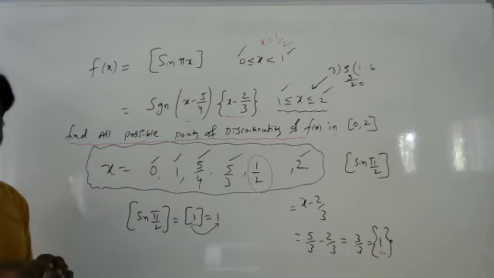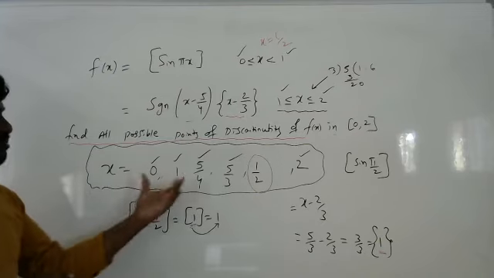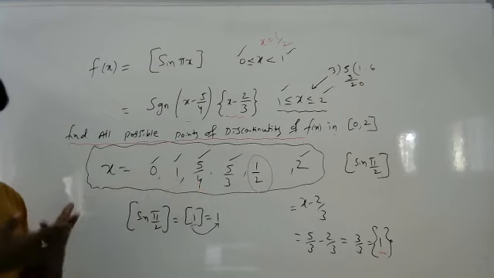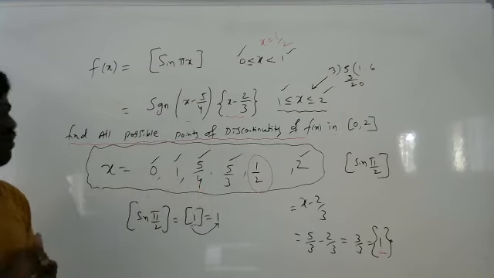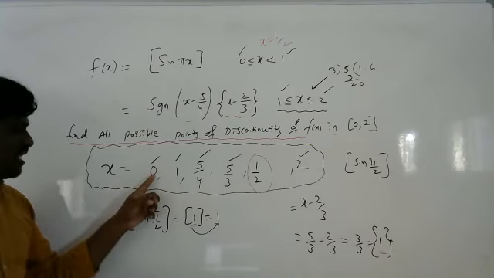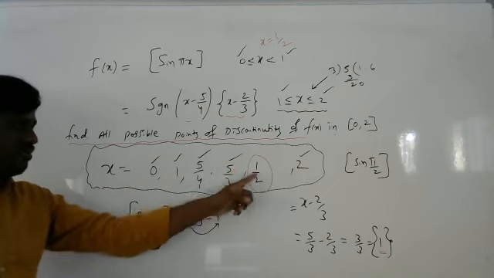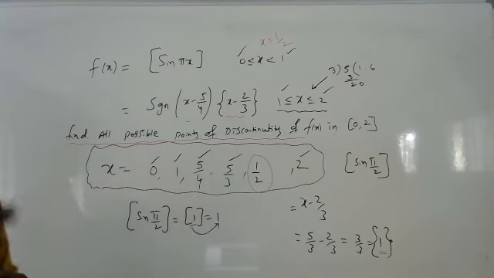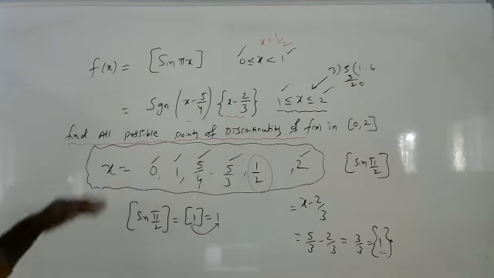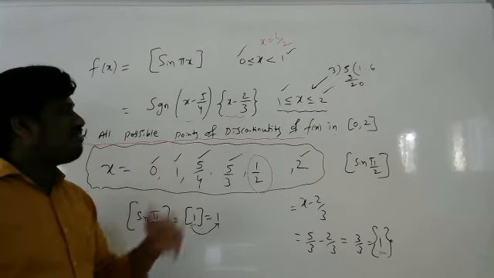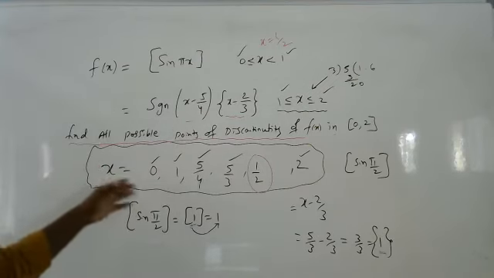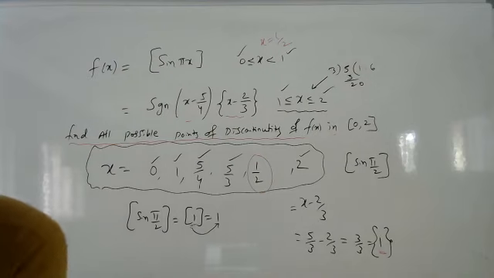In the main question they will ask like this. In the advanced question they will ask you to check at which point it is discontinuous. Then you have to check the left limit and right limit at 1, 0, 5 by 4, 5 by 3, 1 by 2, 2. Then you are going to get the answer. So for base level, these are the possible points of discontinuities. Understand? So can I give one more question?